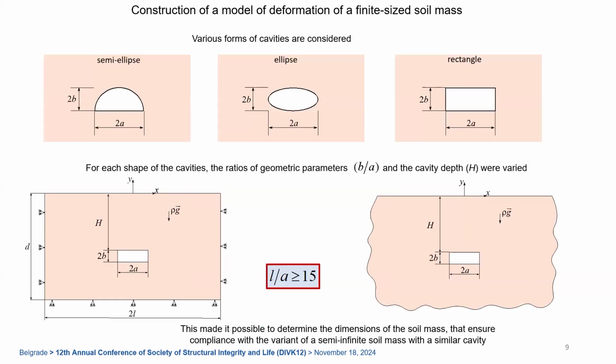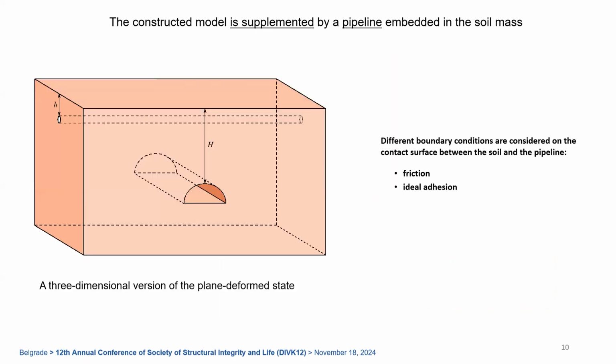Various forms of cavities are considered: semi-ellipse, ellipse, rectangle. For each shape of cavities, the ratio of geometric parameters to cavity depth was varied. This made it possible to determine the dimensions of soil mass that ensure compliance with the variant of semi-infinite soil mass with similar cavity.